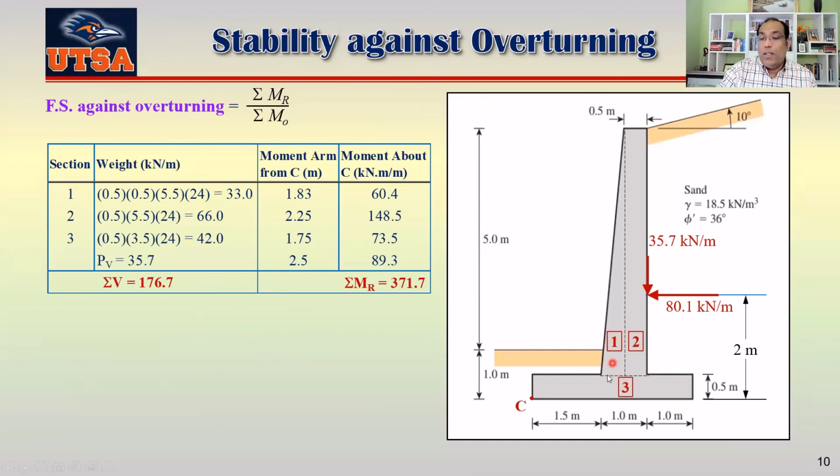So for 1, you can see this is half into this into this. So it's half into 0.5 into 5.5. That's the height from here to here, because you can see this is 0.5 here and this is 1. So from here to here is actually 5.5. So that's 5.5 multiplied by the unit weight of concrete. So you get 33 kilonewton per meter length of the wall.